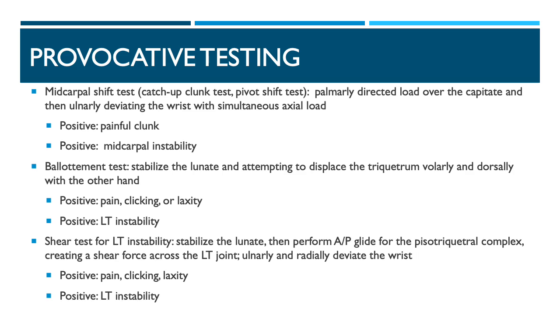The shear test of LT instability is kind of similar to the ballottement test in that you stabilize the lunate and then you glide volarly and dorsally, so anterior-posterior for the pisotriquetral complex, which creates a shear force across the LT joint, and you can ulnarly and radially deviate the wrist while you're doing this. This will result in pain, clicking, and laxity in a wrist with LT instability.